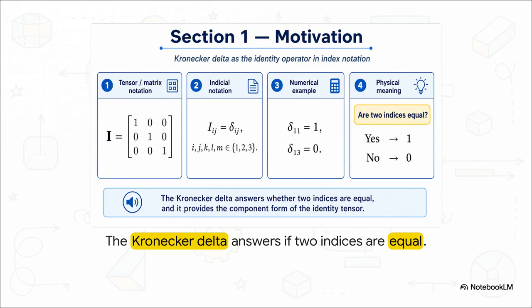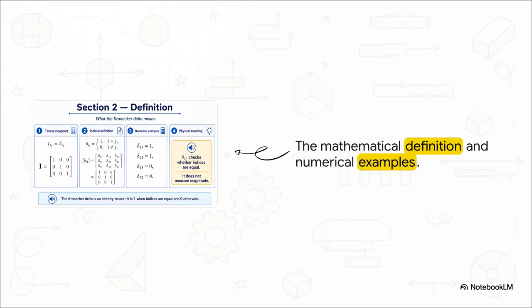Physically, it answers a remarkably simple binary question. Are these two indices equal? It gives you a 1 if yes and a 0 if no. Let's see how that binary question maps into the actual math. Mathematically, delta sub ij equals 1 when i equals j and 0 when i does not equal j. If you map this out into a component table across dimensions 1, 2, and 3, boom, you perfectly recreate that identity matrix. Looking at the numerical examples, notice that delta 1,1 equals 1, but delta 1,3 equals 0.